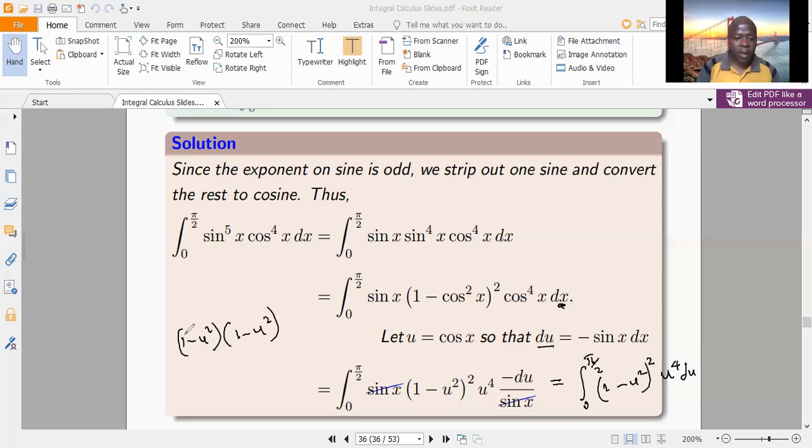But when you multiply, it's 1 times 1, which gives us 1, and then 1 times negative u squared, which gives us negative u squared, and then negative u squared times 1, which gives us negative u squared, and negative u squared times negative u squared, which gives us positive u raised to 4. And this is 1 minus 2u squared plus u raised to 4.